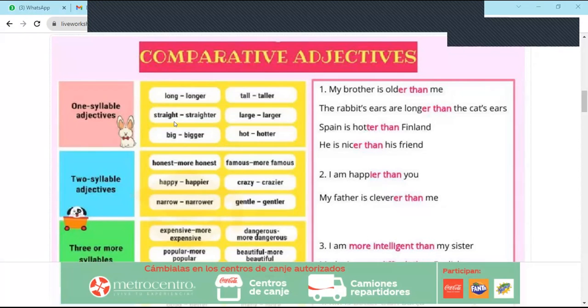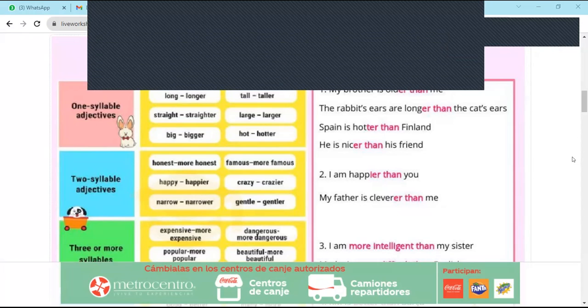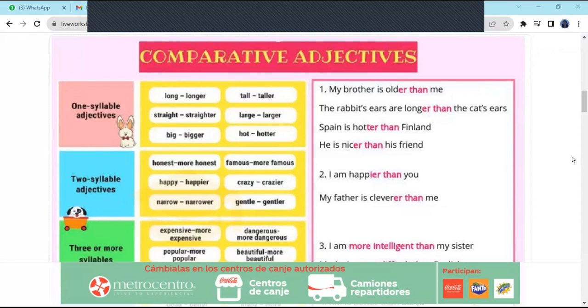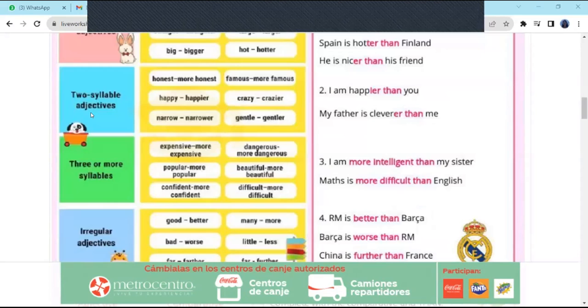For example, I was saying long, the base form of the adjective is long. Now the comparative is longer. Tall, taller, straight, straighter, large, larger, big, bigger, hot, hotter. In this case, you double the T, and they are one syllable adjectives. Long, tall, straight, large, big, hot.